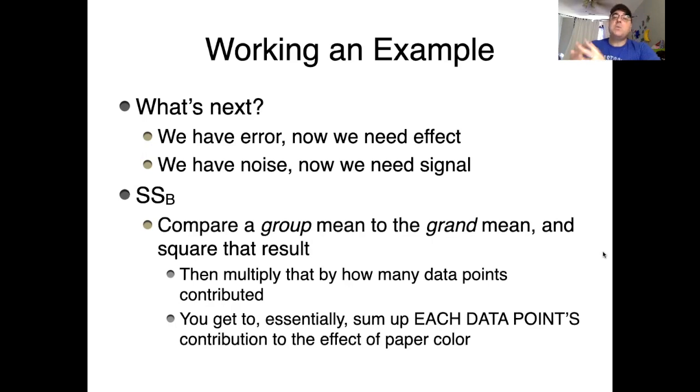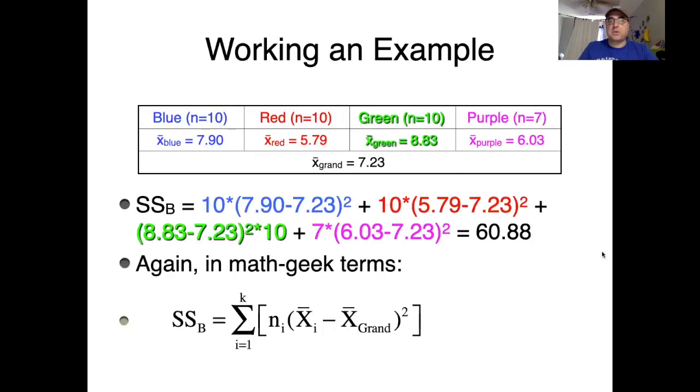All right. So what we're doing is summing up each data point in each group by how much they are creating difference between that group's mean and the grand mean. Let's see how that actually works in practice. So the sum of squares between is going to be this. There were 10 people in the blue group. The blue group had an average of 7.9, and the grand mean was 7.23.